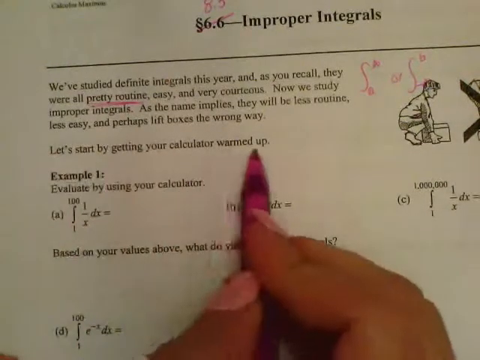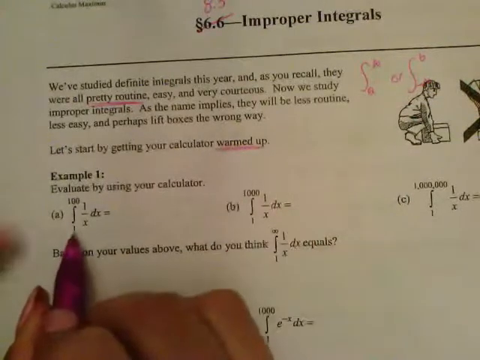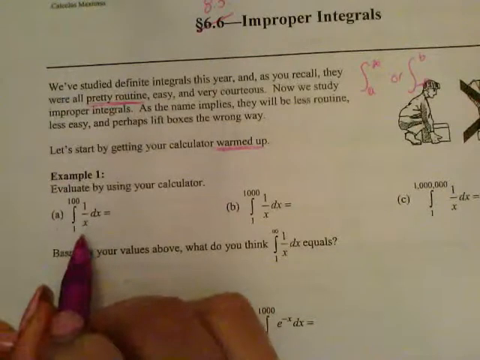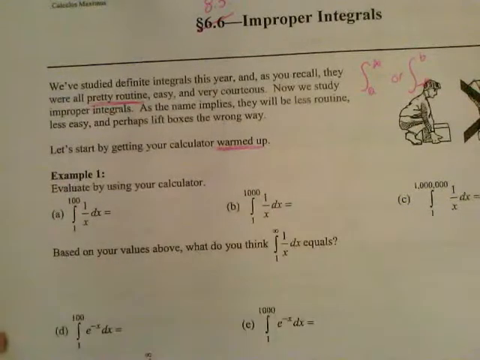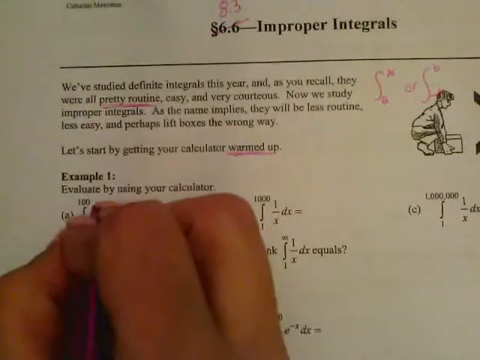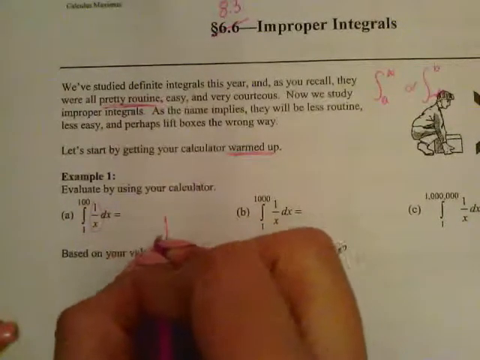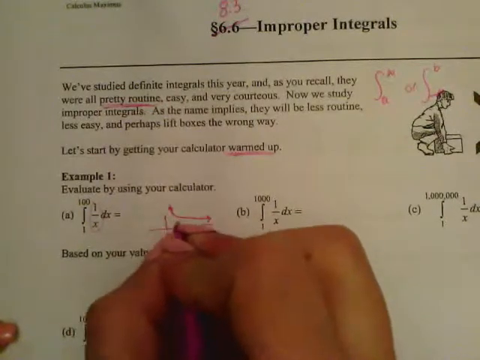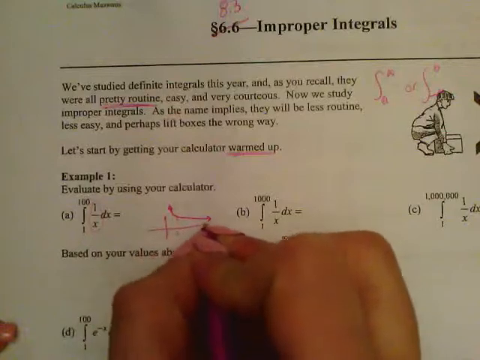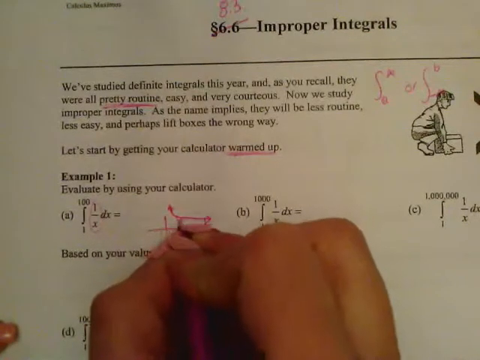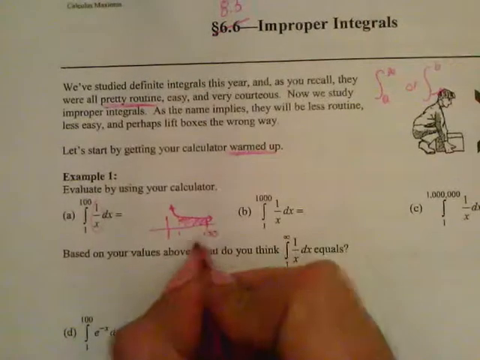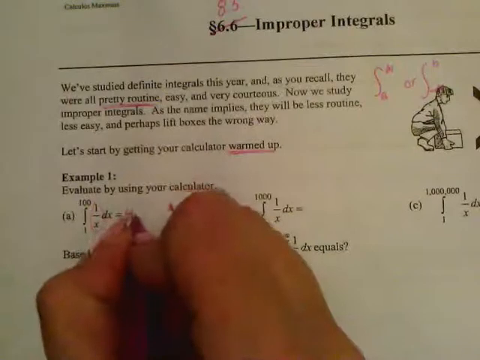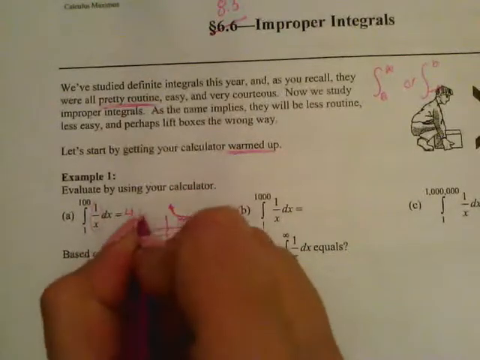So let's start by getting your calculator warmed up and plugging these in. Now these are definite integrals. These are defined from 1 to 100. So really if you looked at the graph of 1 over x, which kind of looks like this, the idea is that we are finding the area from 1 to 100 of the function 1 over x. So you plug that in your calculator and you end up getting 4.605.